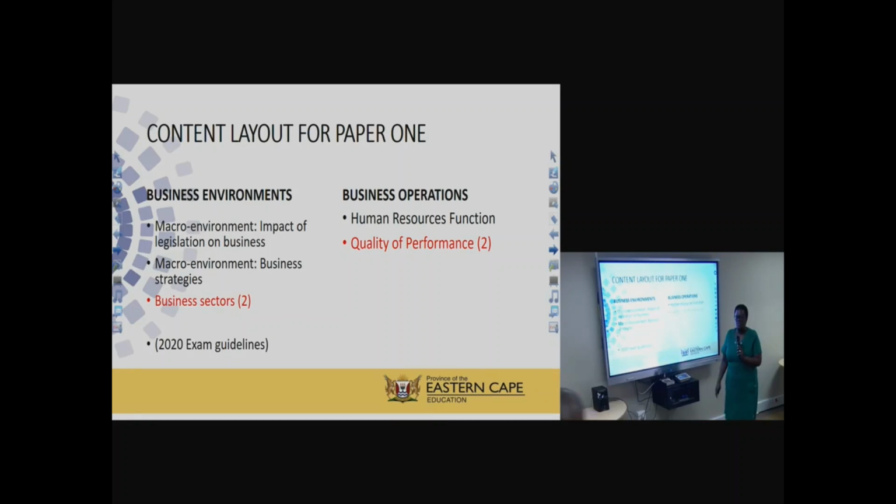Then firstly we need to start from the layout of our paper. Remember, with business studies we have 2 papers now, not like last year where we had 1 paper. Paper 1, here's the layout for paper 1. We have 2 main topics, that is business environment and business operations. As you can see there, I've highlighted the red ones. Those are the topics for term 2.